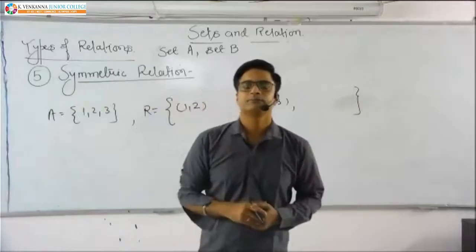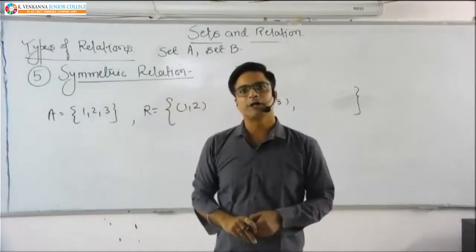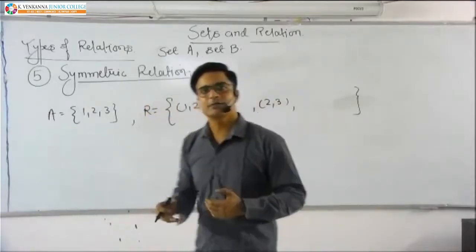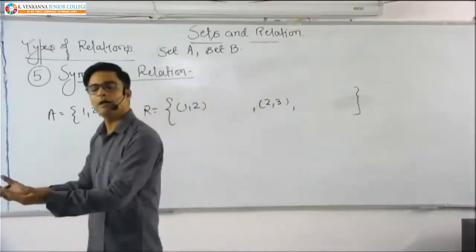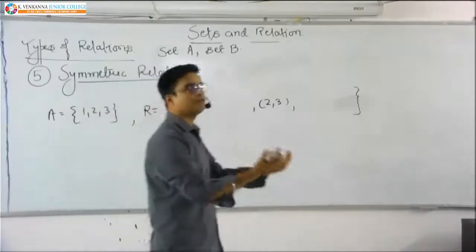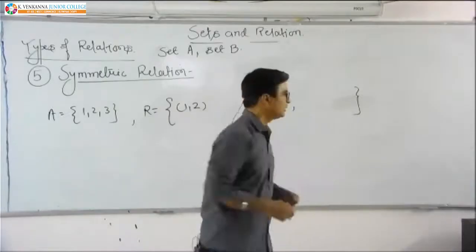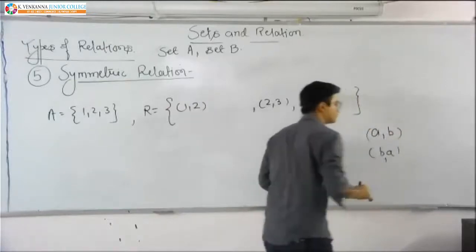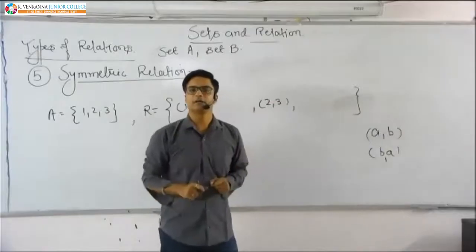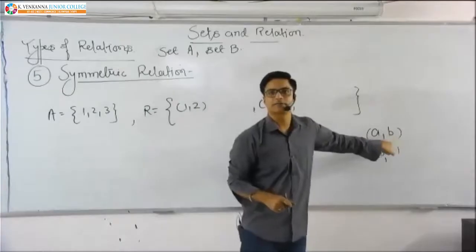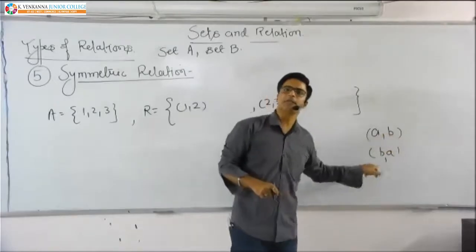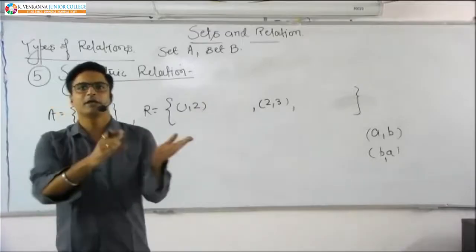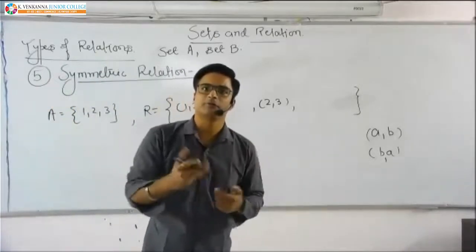Symmetric means, let's say I'm talking about two friends, A and B are friends. So I can say A is friend with B. I can also say B is friend with A, right? So I can say A comma B or B comma A. If I define a relation that A and B are friends, that means B and A are also friends. Do you agree?